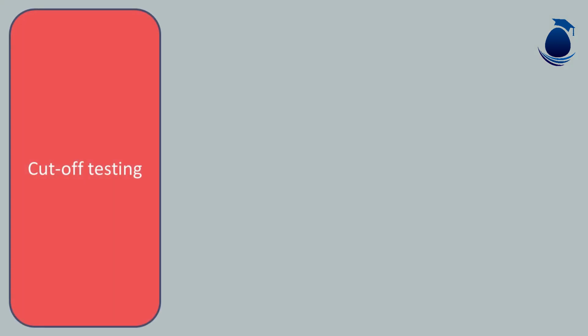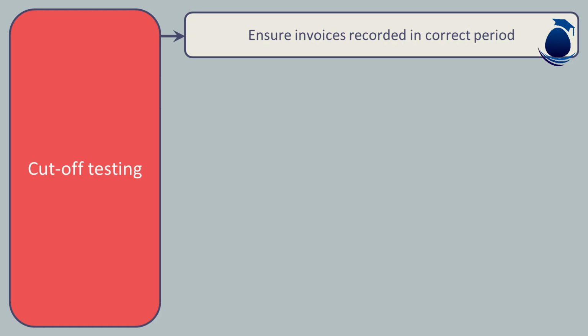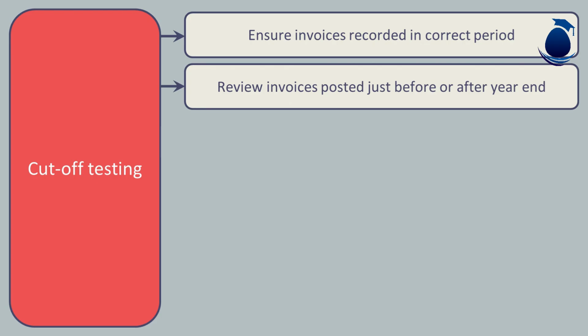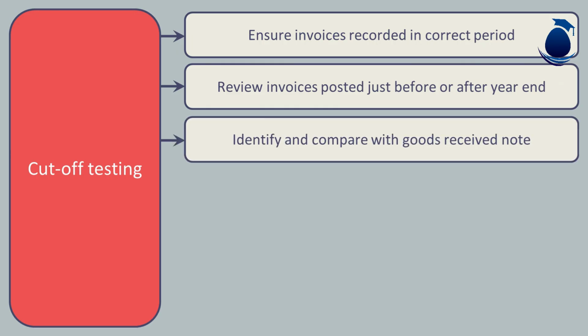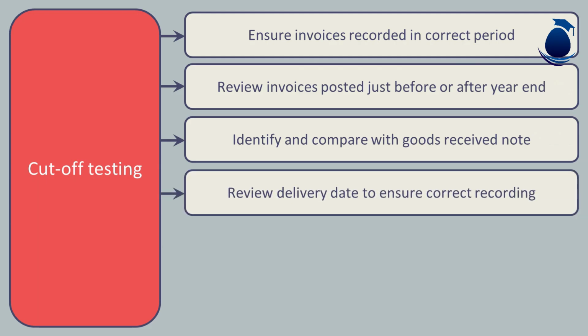As the payable balance is made up of purchase invoices, it is important to ensure that the invoices have been recorded in the correct period. The auditor must therefore review the invoices posted just before and after the year end, where the risk of misstatement is higher. The procedure would be to identify the invoices posted just before and after the year end, compare them to the goods received note, review the delivery date, and ensure the invoice is posted in the correct period.